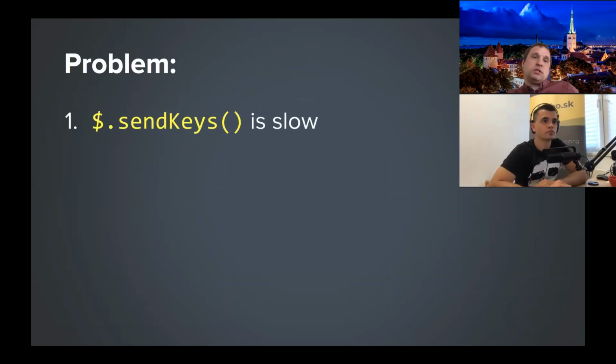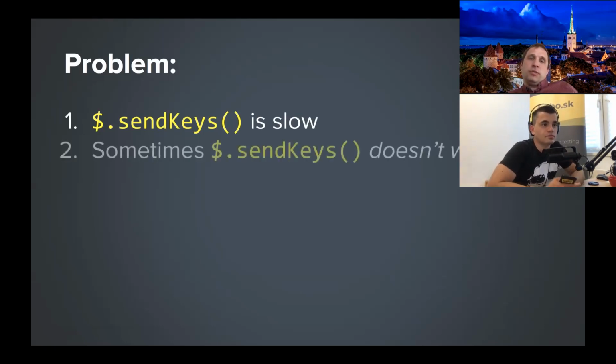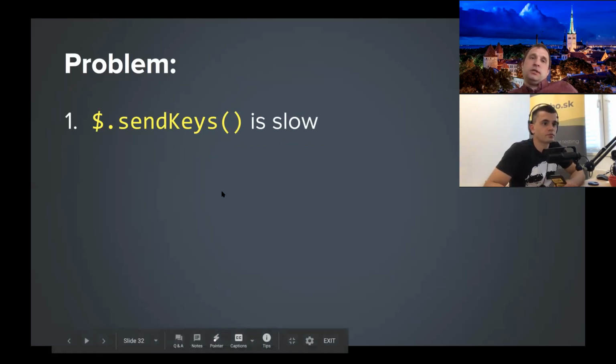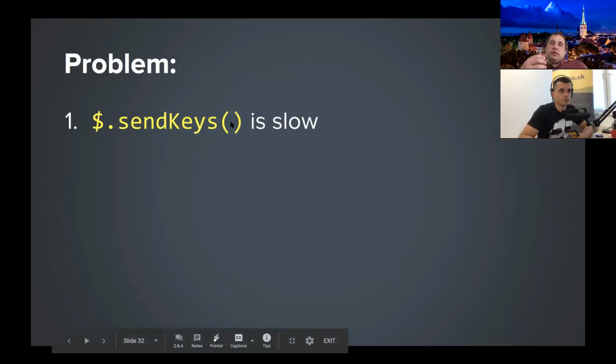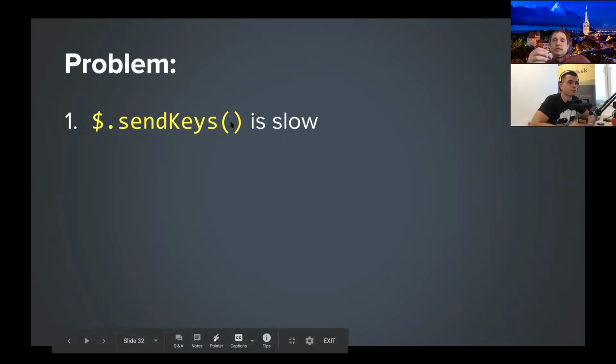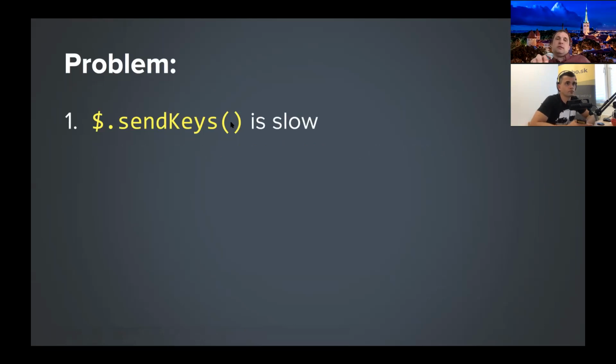One of the slowest parts of tests in automation is the method sendKeys, which types some text into some input field. And it's slow because it types every character separately. It emulates all these input events: key down, key press, key up, and so on. And it may be slow, especially if the driver is remote.